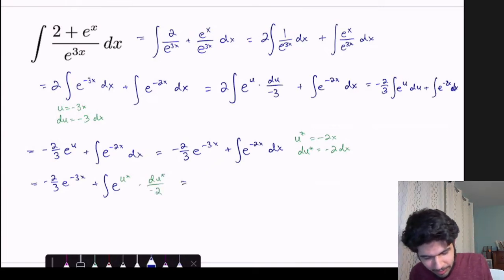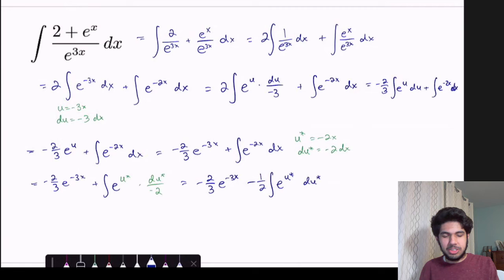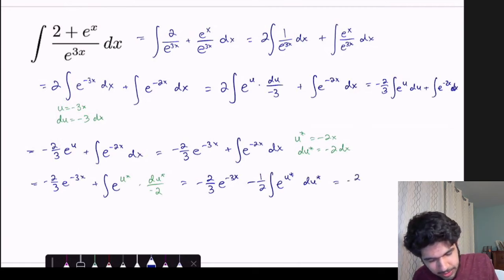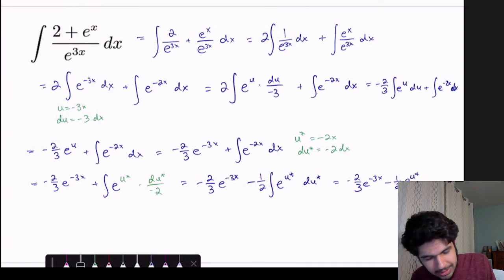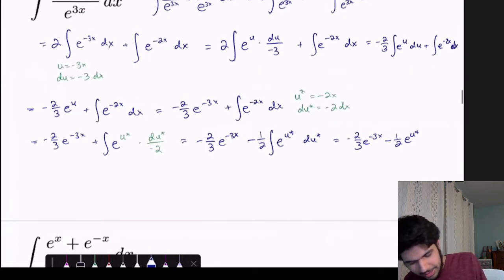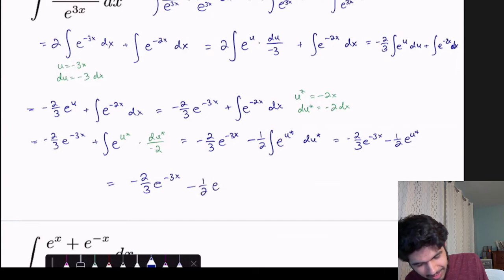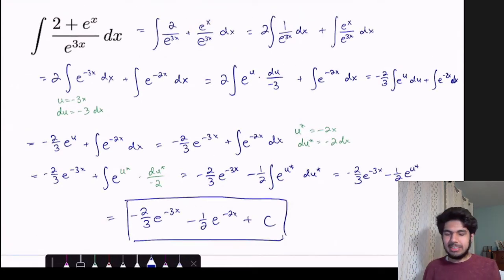And then just keep on plugging away at it. Negative 2/3 e to the negative 3x. We'll factor out that 1/2 term. We're left with e to the u star, du star. And that's just going to be e to the u star. So negative 2/3 e to the negative 3x minus 1/2 e to the u star. But now we have to substitute this u star back in. And we're going to get our final answer, negative 2/3 e to the negative 3x minus 1/2 e to the negative 2x. Don't forget your plus c. There we go. So that's dealing a lot with these types of integrals, integrals of e to the some power. So when we see that, use your u substitution, get it into this form, e to the u, and then take it from there.